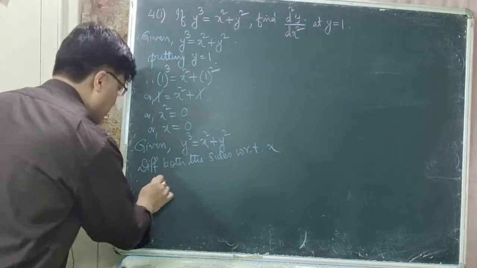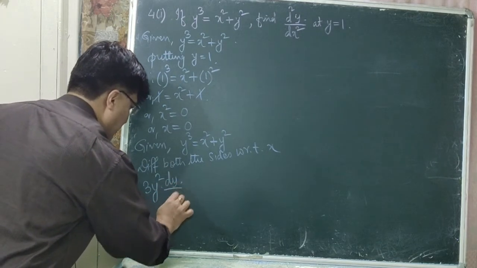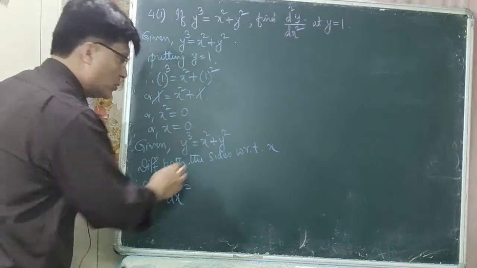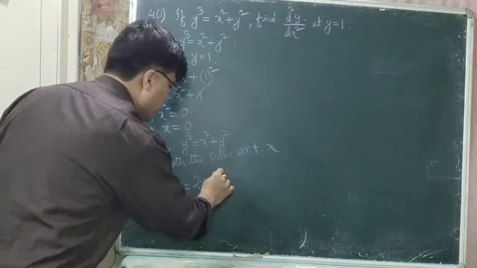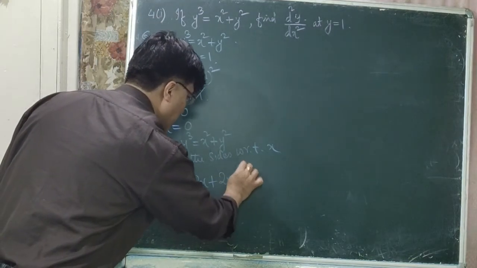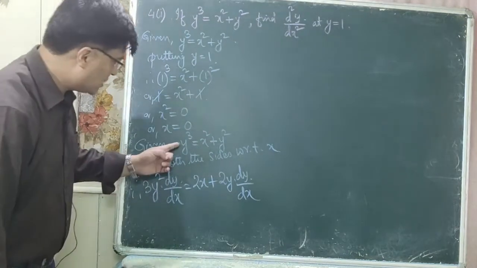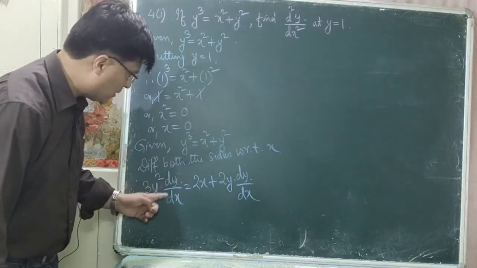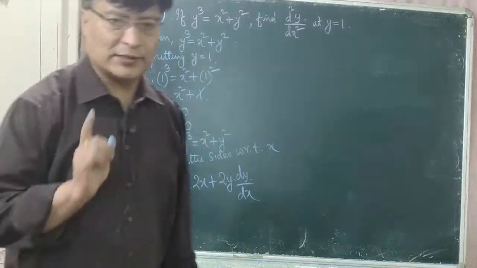What is the differentiation of y cube with respect to x? 3y square into dy by dx, which is equal to, what is the differentiation of x square? 2x plus what is the differentiation of y square? 2y into dy by dx. Is that clear? So what is the differentiation of y cube? 3y square dy by dx is equal to 2x plus 2y into dy by dx, right?